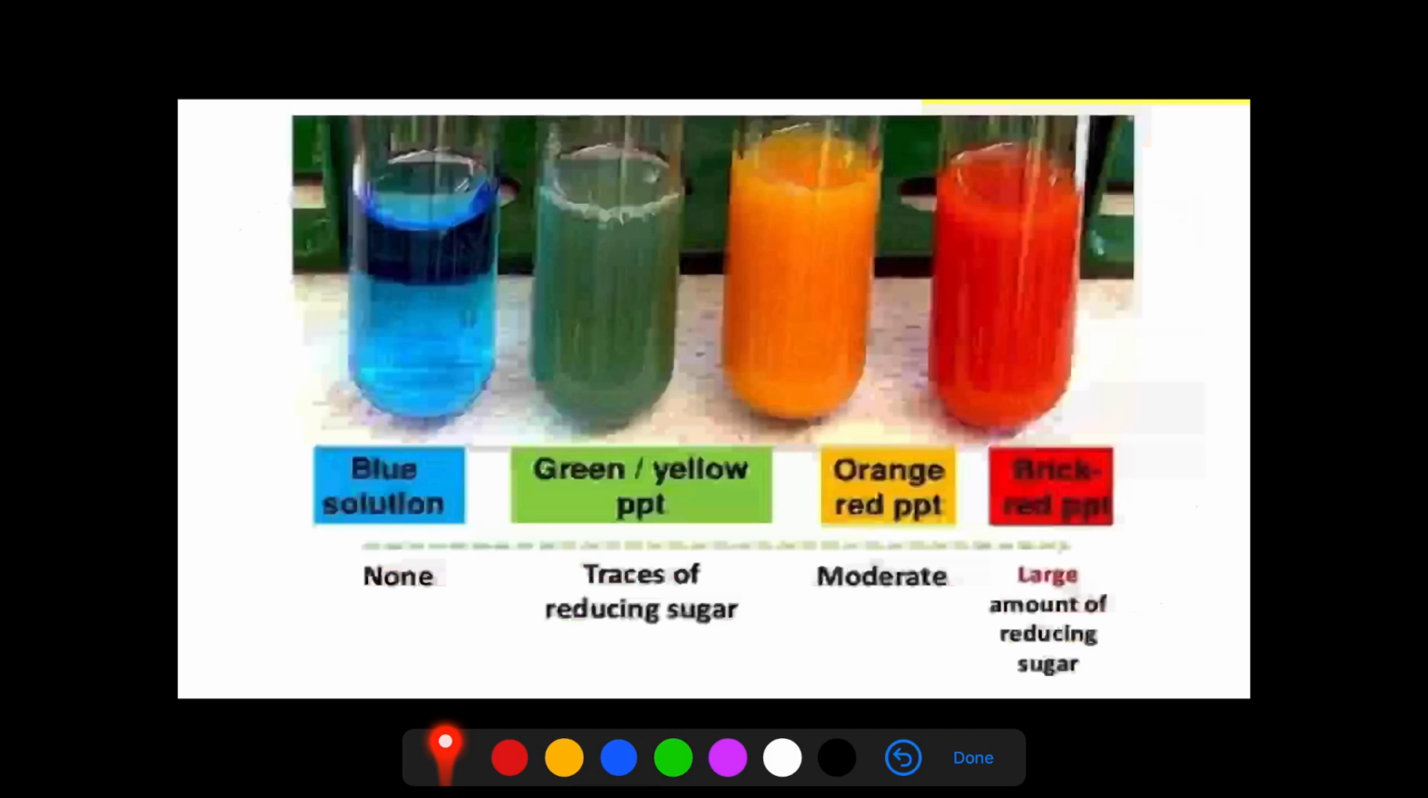And this will be the interpretation. If it remains blue, then there are no sugars or glucose present. If it is green or has a yellow precipitate, then there are traces of reducing sugars. An orange-red precipitate means there are moderate reducing sugars, and a brick-red precipitate is an indication that a large amount of reducing sugars are present.